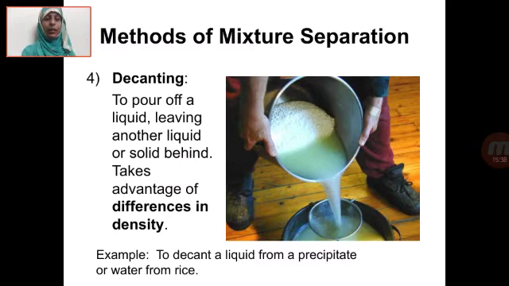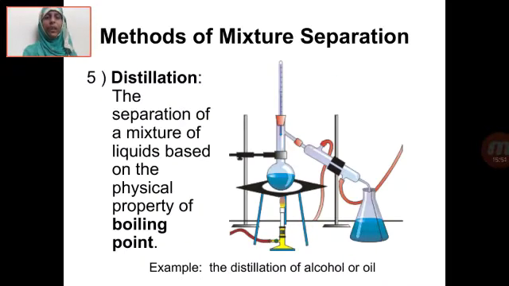The example here is to decant a liquid from a precipitate of water and rice. So, the man is straining or pouring off the extra liquid after the rice has settled down. So, this is an example of decantation, or decanting. Then the other method of separation is distillation.